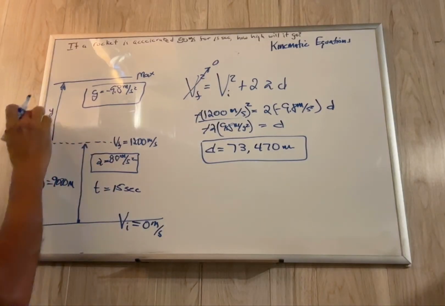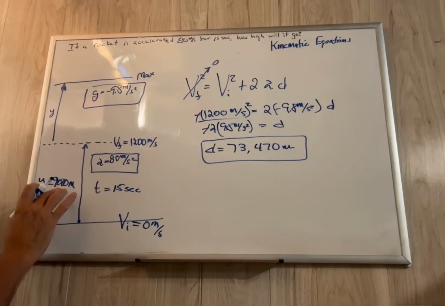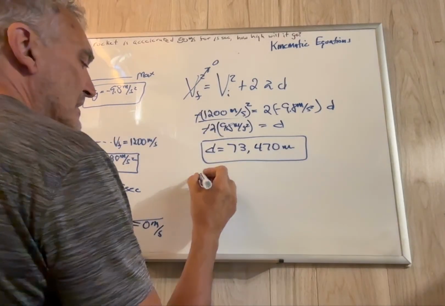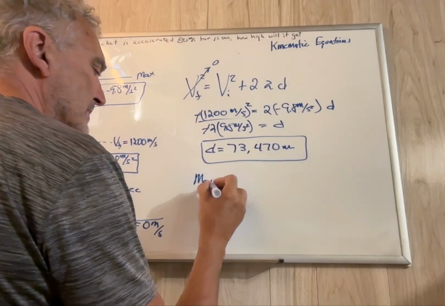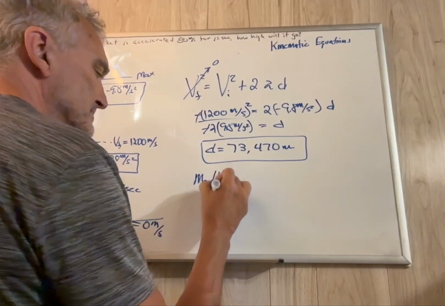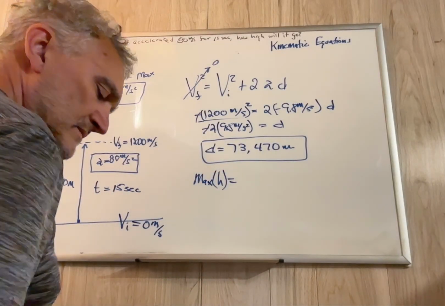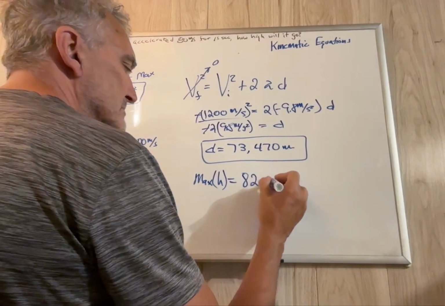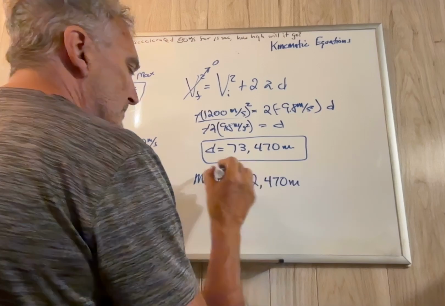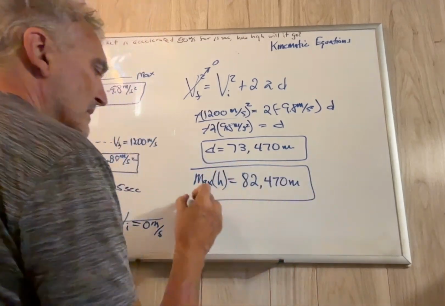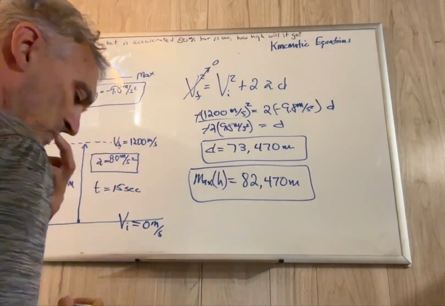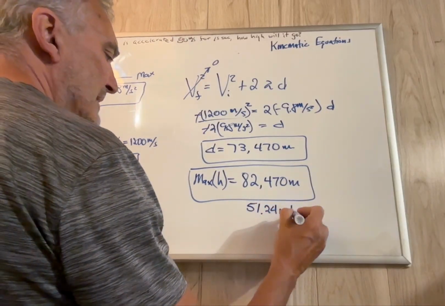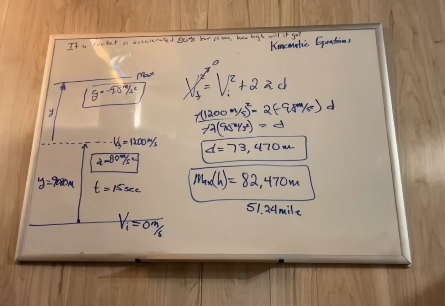All right, so let's add up our d's. I know the d in the first equation was 9,000. My d in this part is 73,470. So I know my max height is going to be equal to about 82,470. That's going to be the maximum height. That's about 51 miles, 51.24 miles. So that's pretty high in the air for this particular rocket.